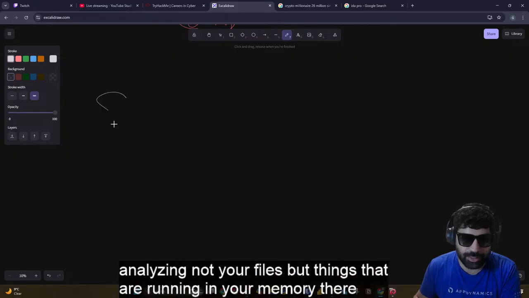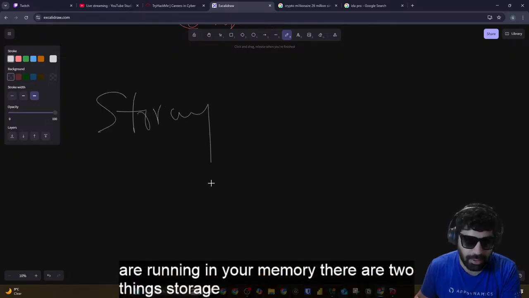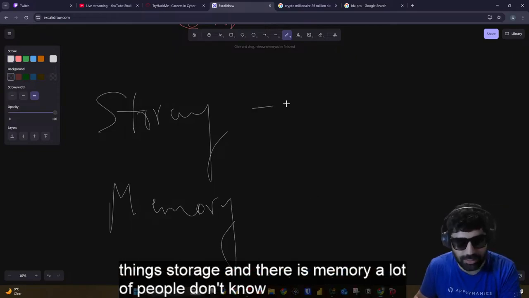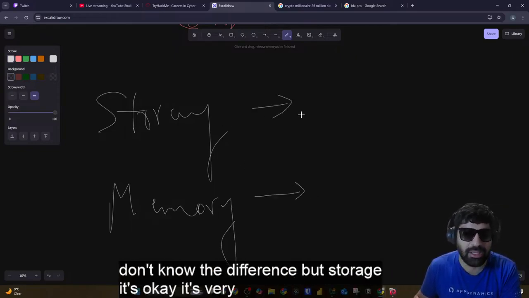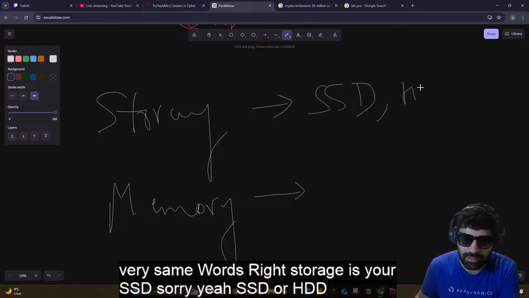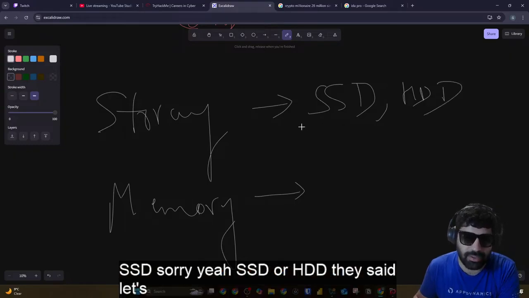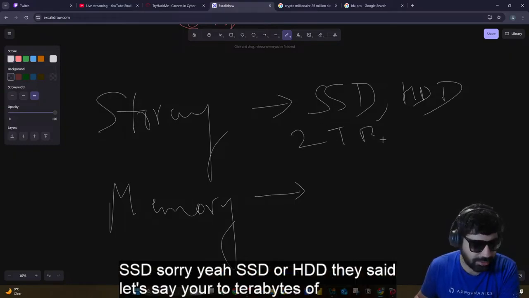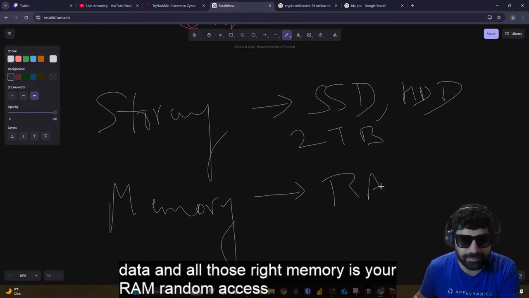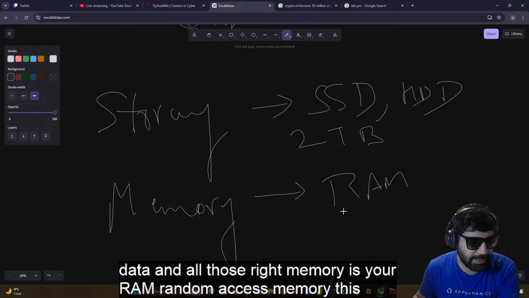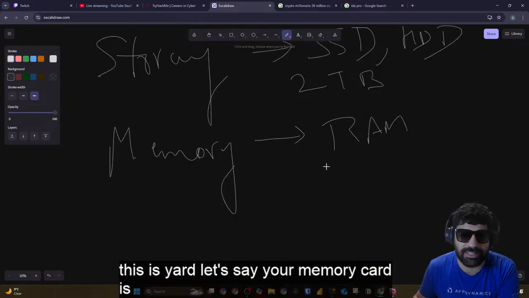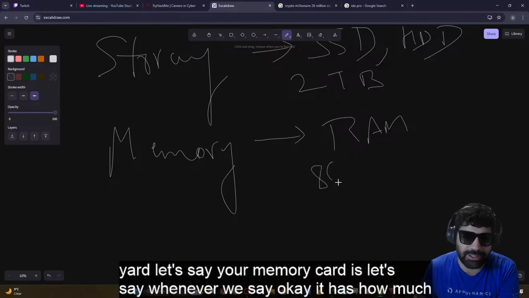There are two things, storage and memory. A lot of people don't know the difference. Storage is your SSD or HDD. This is, let's say, your 2 terabytes of data and all those, right? Memory is your RAM, random access memory. Whenever we say it has how much memory, it has 8 GB RAM, memory.